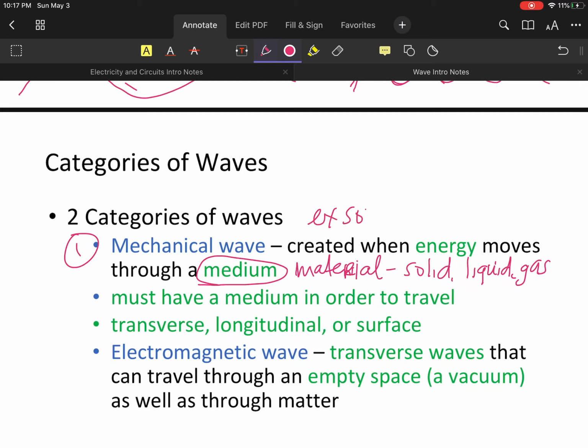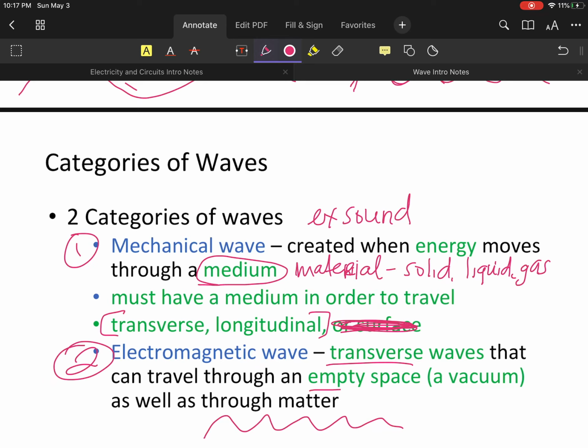So one example is sound. Sound is a mechanical wave, okay? We're going to talk about surface, so I'm just going to cross that out. But these can be either transverse or longitudinal, so it doesn't have to be specific. The second type of wave is our electromagnetic wave. This is what we're really going to focus on for most of the unit. They're always transverse, meaning they go up and down, and they can actually travel through empty space. So they don't require some type of material to travel through. One example here is light. Light is an electromagnetic wave.